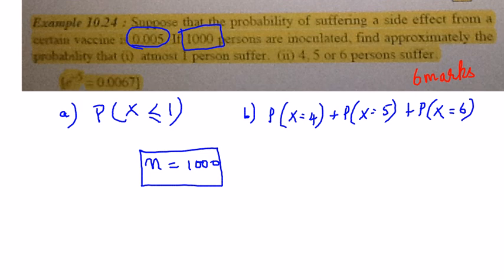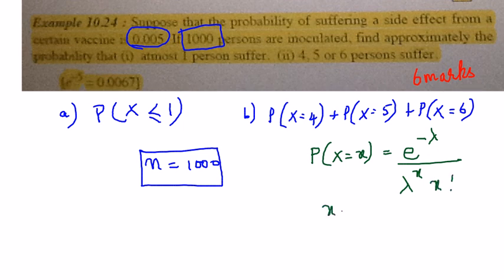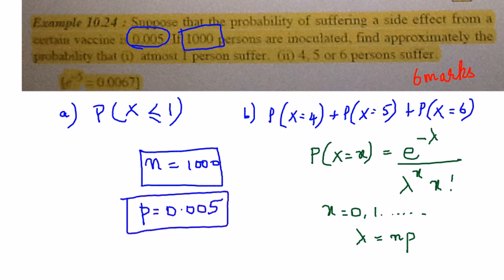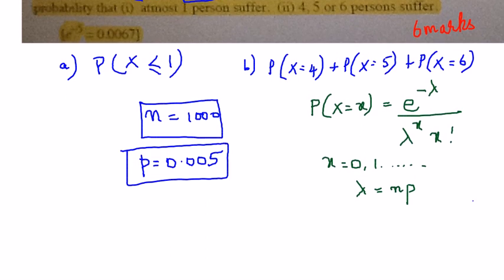So before we get started, let's first write the probability function for the Poisson distribution. It is going to be equal to e power minus lambda into lambda power x by x factorial, where x is going to take value 0, 1, 2 and so on, and lambda, which is called the mean, is equal to n into p, right? And in this sum here, n is given as 1000 and p is nothing but 0.005, which is the probability of suffering from the side effect of the vaccine.